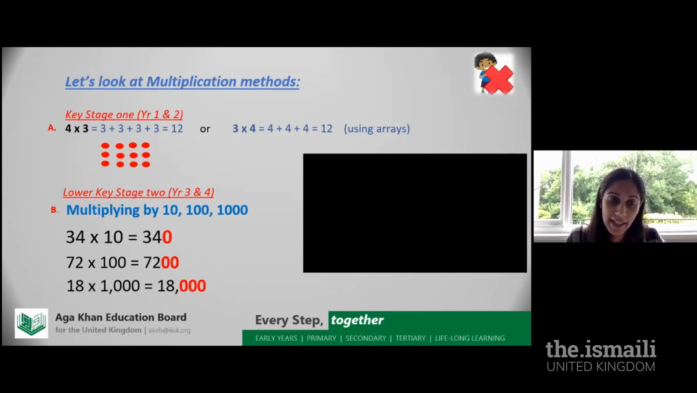And then finally, 18 multiplied by 1,000. So we've added 3 zeros this time. We've moved the digits 3 places to the left. So we have a 0 in the ones column, a 0 in the tens column, a 0 in the hundreds column, an 8 in the thousands column, making that 8,000, and a 1 in the 10,000s column, making it 18,000. So children should understand what's going on in this process at this point.